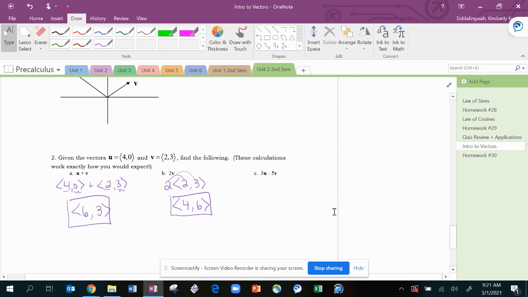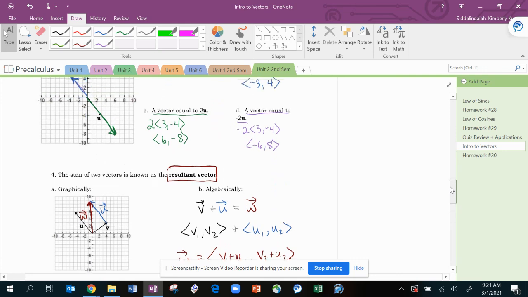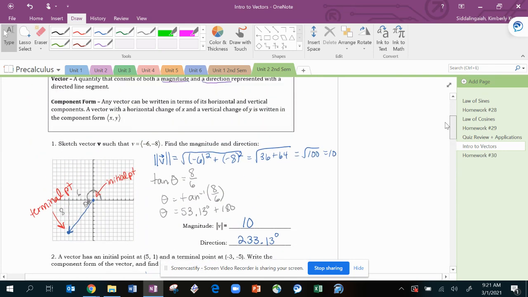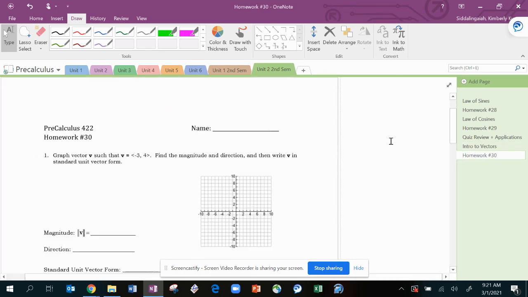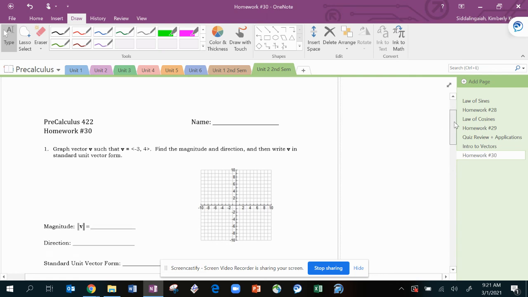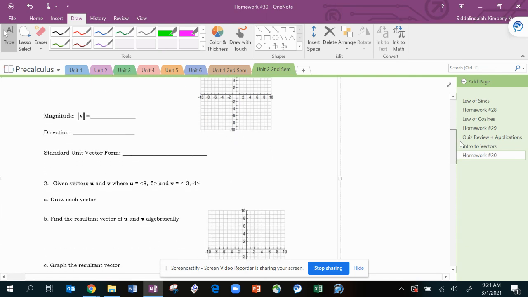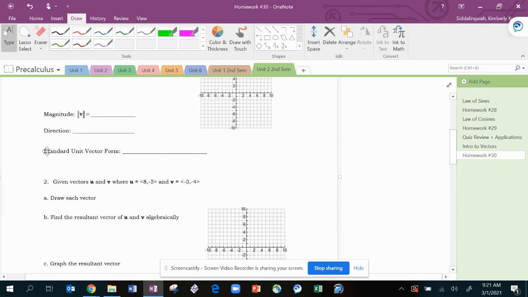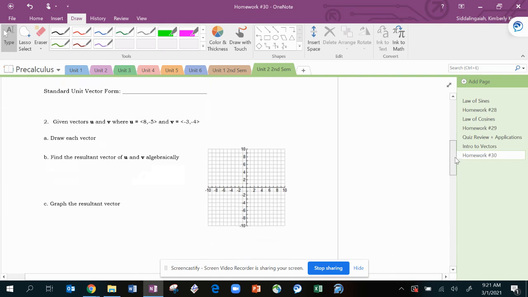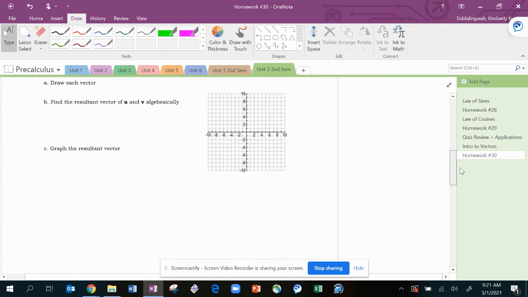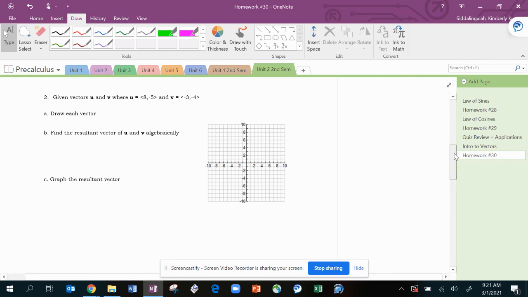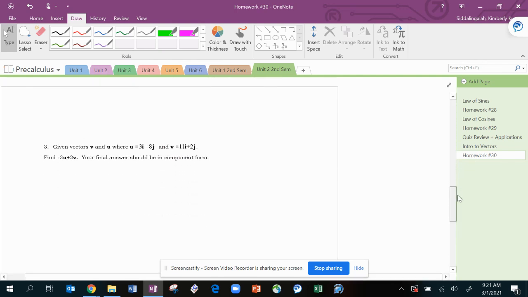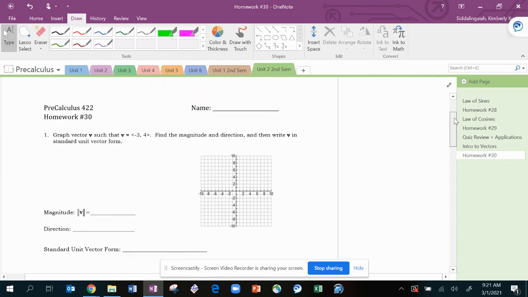So I hope this helps give you a little intro to vectors. We're going to continue vector study on Wednesday when I see you. And your homework is number 30. So notice you're doing magnitude, direction. Do not worry about this standard unit vector form. That will come together when we talk on Wednesday. So don't worry too much about that. The rest of this should be fairly straightforward.